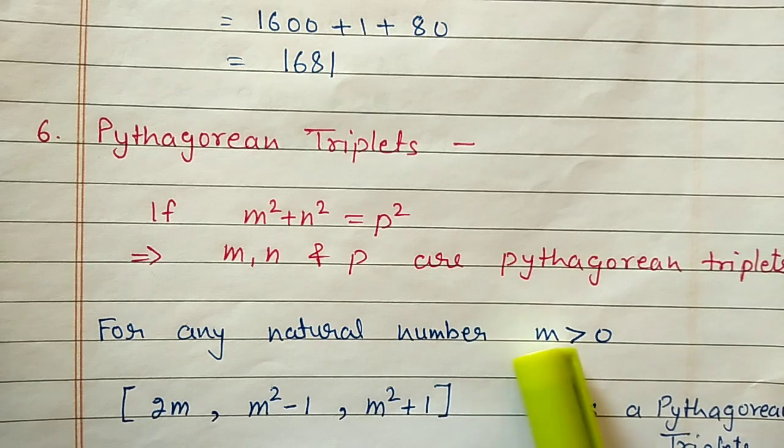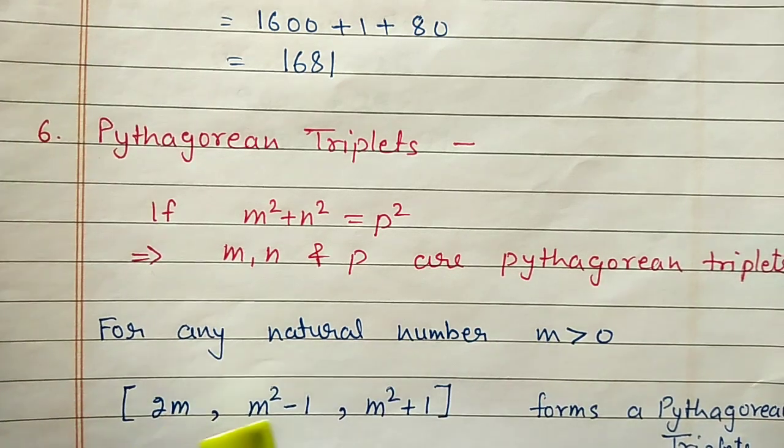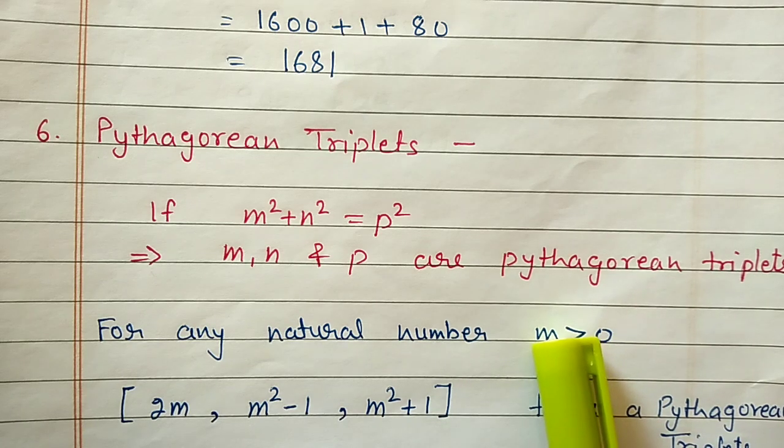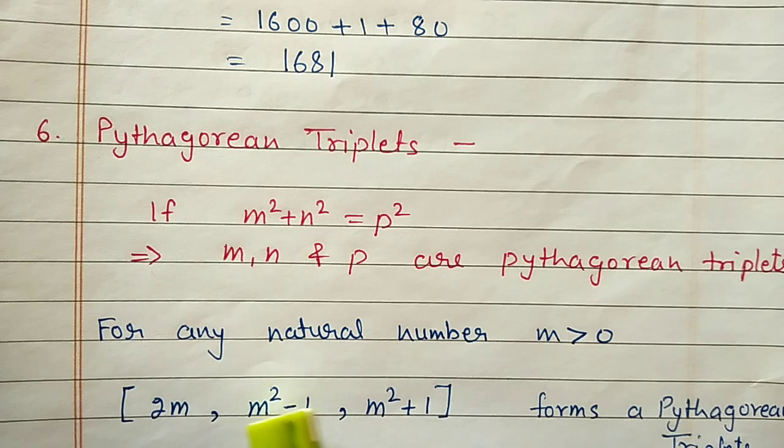Suppose m value is 1. So you can substitute 1 here, here and here. You will get the Pythagoras triplet. Similarly, if you are taking m as 2, substitute 2 here. Then you will get the answer.